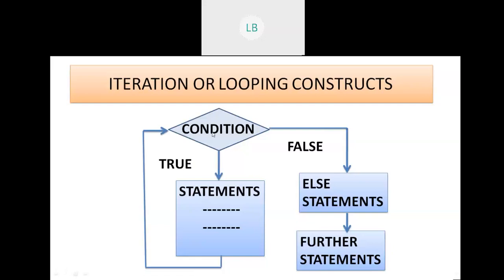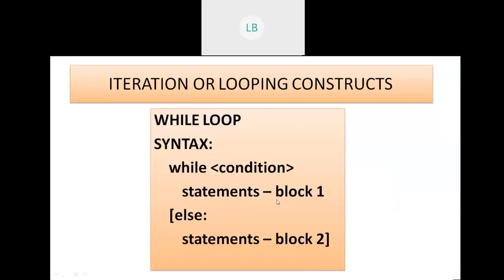When the condition becomes false, the control will move to the else part. The else part is optional, children. If it is given, the else block will be executed. Otherwise, the control will go to the further statements in the program. In looping constructs, we have the while loop and the for loop.